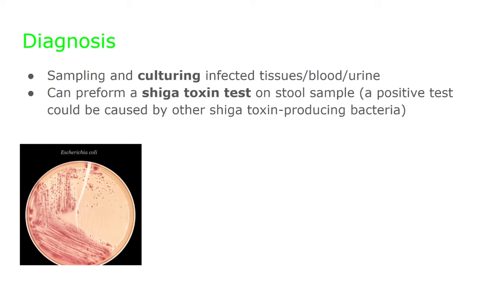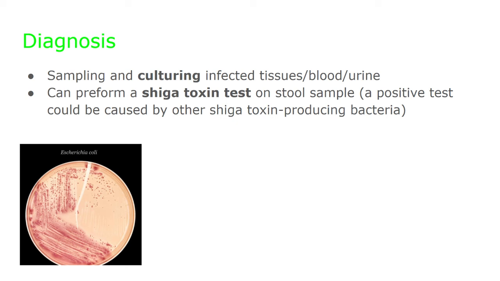As well, we can be performing a Shiga toxin test, and it's basically going to figure out if you have Shiga toxin or Shiga-like toxin in your stool, and that's going to indicate that there's some of this pathogenic Shiga toxin producing bacteria in your GI system. And if that's there, it's probably causing disease. So a positive test.